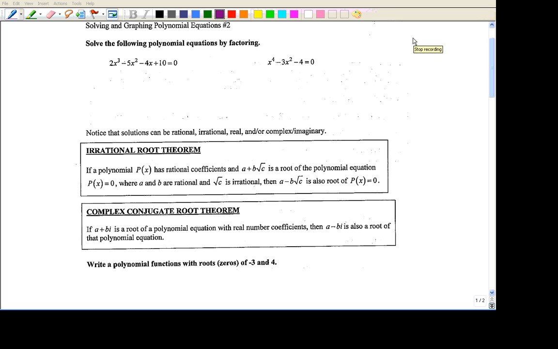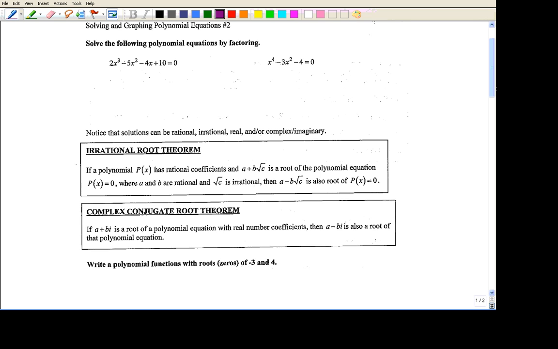Hey everyone, here is the second video of solving and graphing polynomial equations. This is the sequel to the number 1 video, so make sure that you have gone and watched that one before you watch this one so that we have a good basis of understanding before we get started. So again, this is the number 2 video and it goes along with the number 2 worksheet, and let's go ahead and work through it.